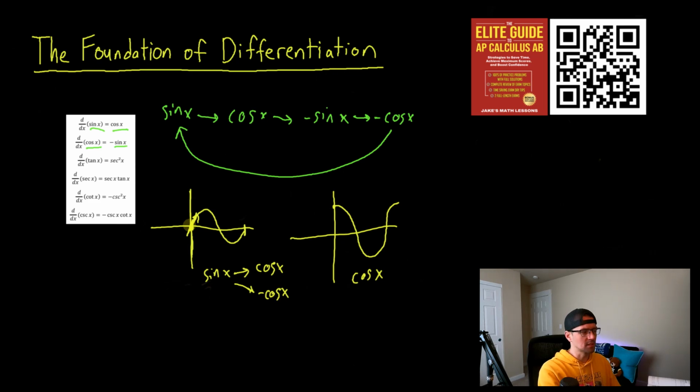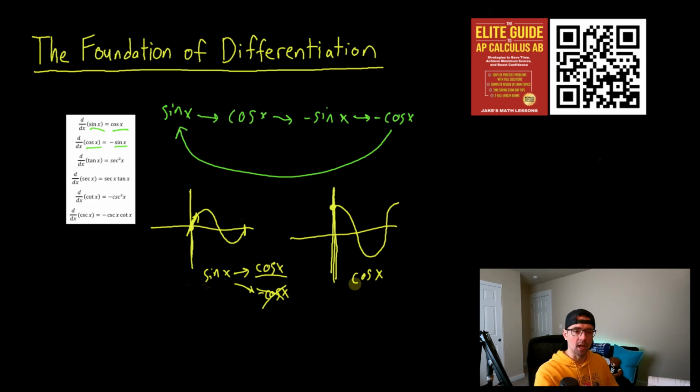Well, since the slope at the origin is positive, between cosine and negative cosine, we need to ask whether the y value of that function is positive or negative when x is 0. Well, when x is 0, at this y-axis right here, positive cosine is positive at that value. So that tells us the derivative of sine goes to positive cosine.